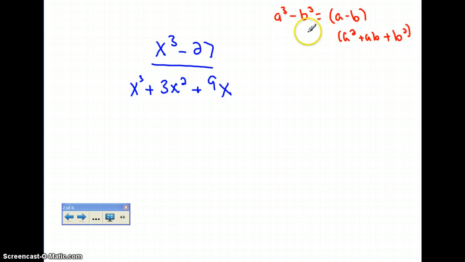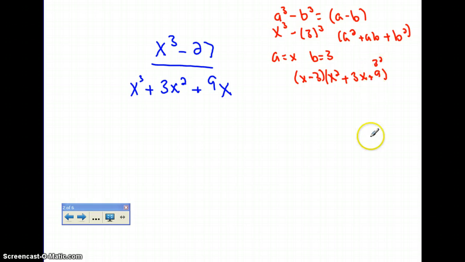So what I want to do is look at this, and this is x cubed, because I know x cubed gets me x cubed, and then what cubed gets me 27 is 3 cubed. So I'm going to say that a is x and b is 3, and plug these two values into this equation. So I end up with x minus 3 times x squared plus 3 times x plus 3 squared, which is 9. That's how I get that 9 term right there.